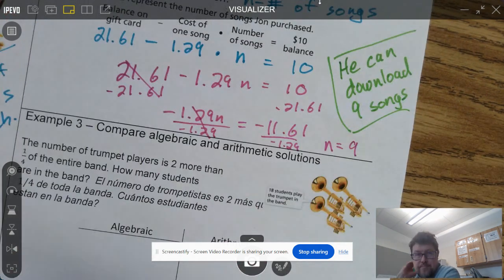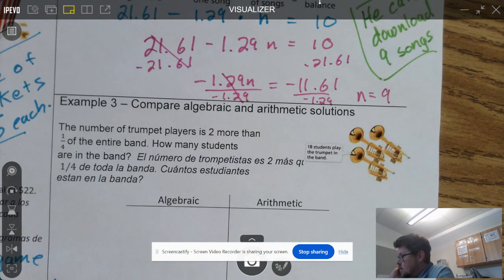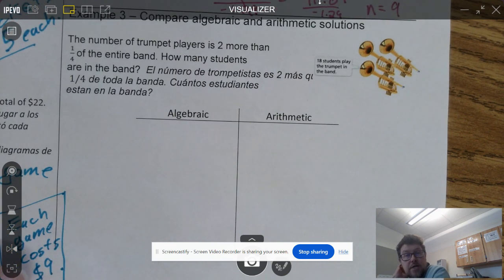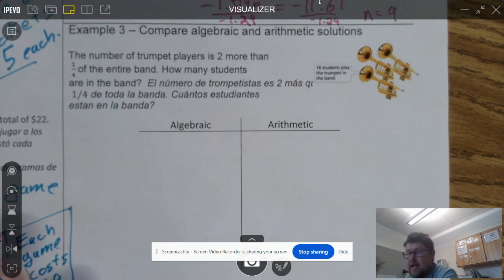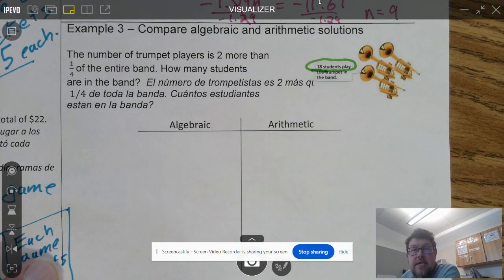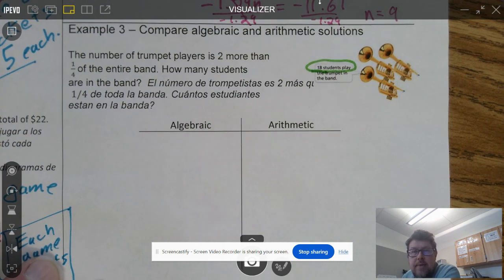Okay. All right. Now, this is asking us to look at algebraic and arithmetic solutions. Algebraic is when we use variables. Arithmetic is when we just use regular operations like addition, subtraction, multiplication, division. So, number of trumpet players is 2 more than 1/4 of the entire band. How many students are in the band? And we've got this little blip of information right here that can be kind of hard to see. We know that 18 students play the trumpet in the band, right?